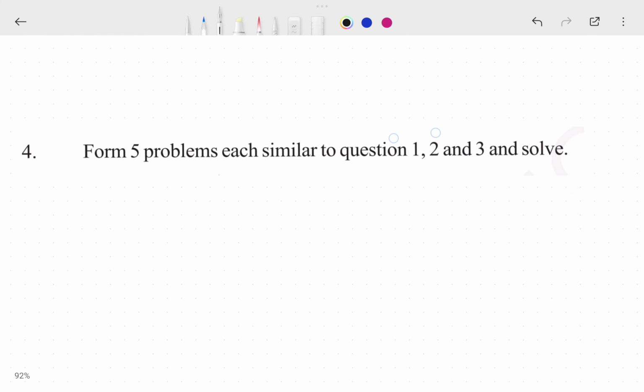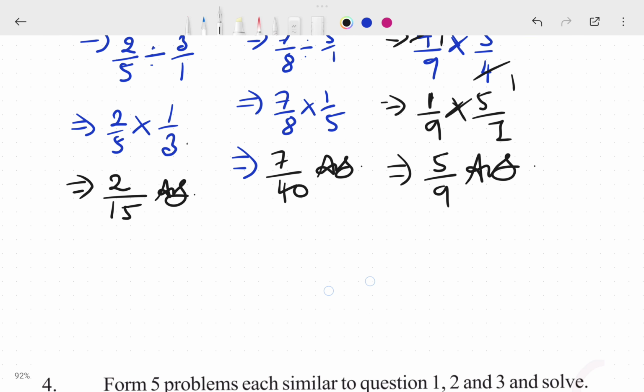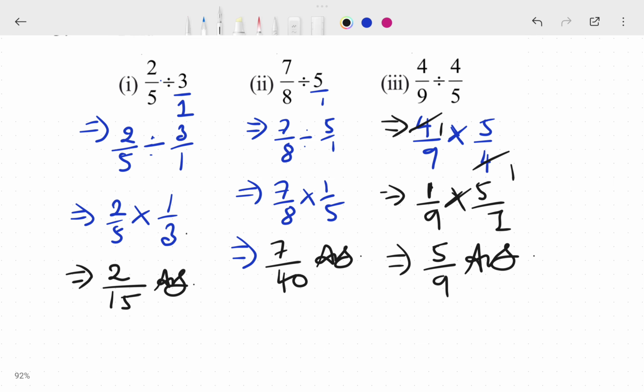So now we are going to see the next question. From the 5 problems, each similar to questions 1, 2, 3 and 4, solve this one. So you have to choose 3 questions. Okay, both are equal. So generally, dear, what we have to do, we have to choose 3 questions from this one. From this one you can choose 5 questions. Okay, so let's choose the first one here.